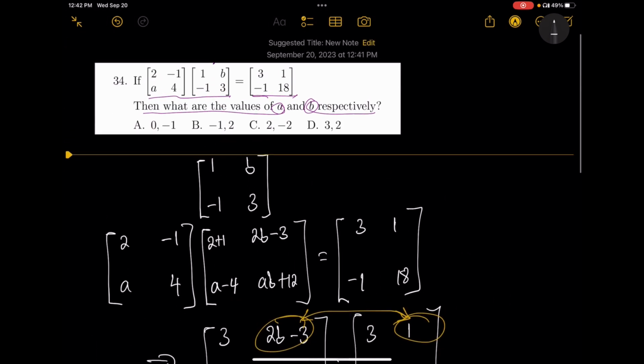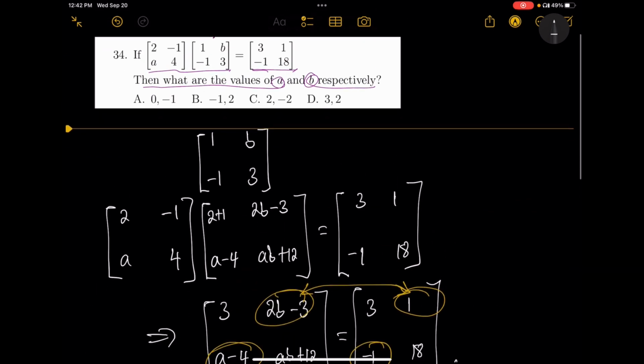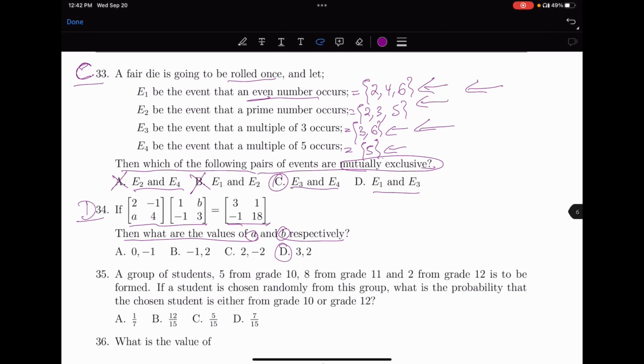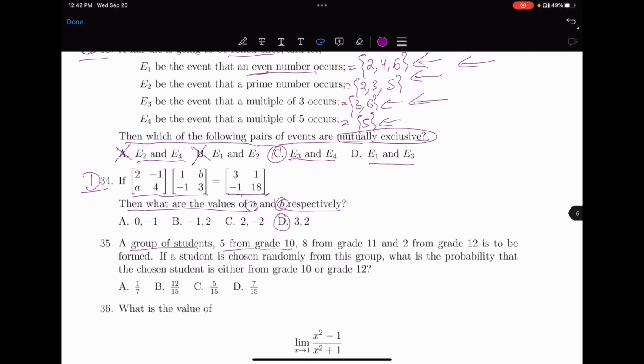The question asks for the values of A and B respectively: A is 3 and B is 2. Therefore, the answer is D. Question 35: a group of students, 5 from grade 10, 8 from grade 11, and 2 from grade 12, is to be formed. If a student is chosen randomly from this group, what is the probability that the chosen student is either from grade 10 or grade 12? How many students are there in total? Well, 5 plus 8 plus 2. There are 15 students in total.